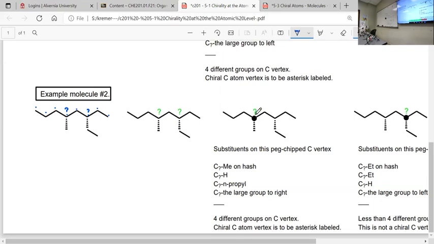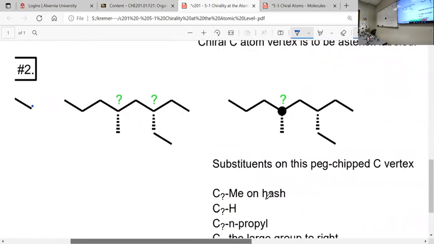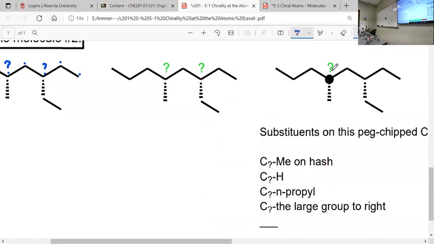So, let's investigate this one. I'm going to zoom in and let's decide upon this one. We're going to see that this carbon here, this asterisk, is chiral, because on this green question mark you have a methyl.